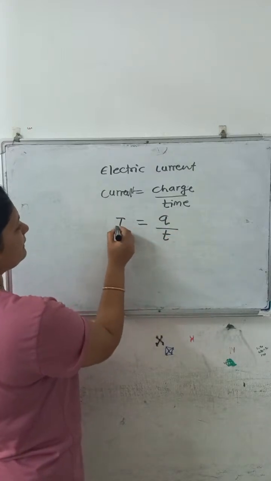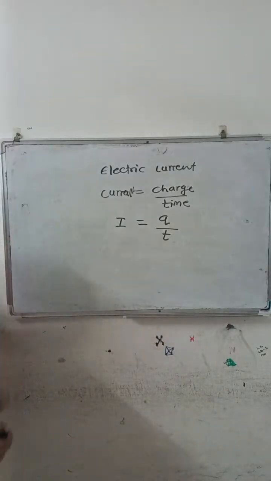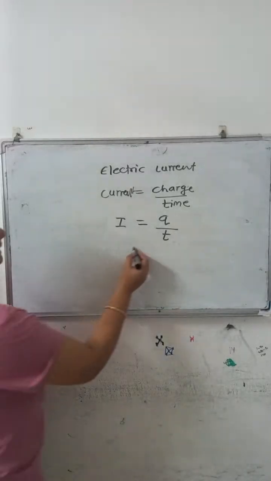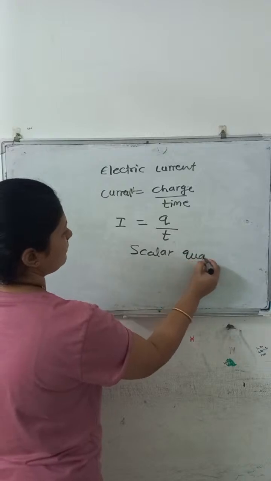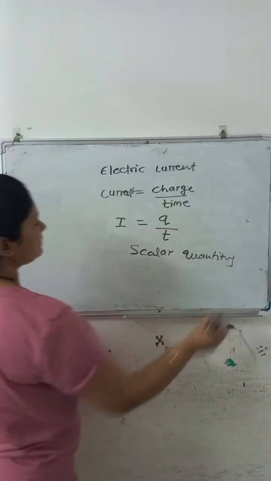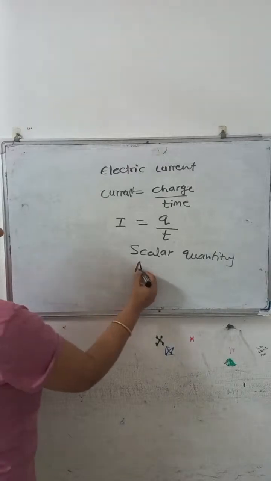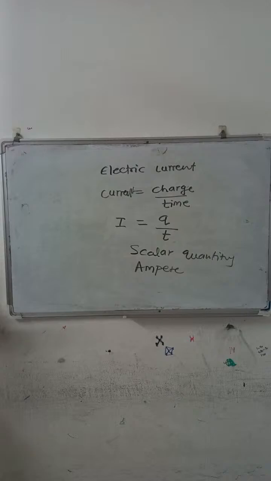Current we represent by the letter I, and current is measured in amperes. Current is a scalar quantity, it only gives the magnitude. Ampere, A, is the SI unit to measure current.